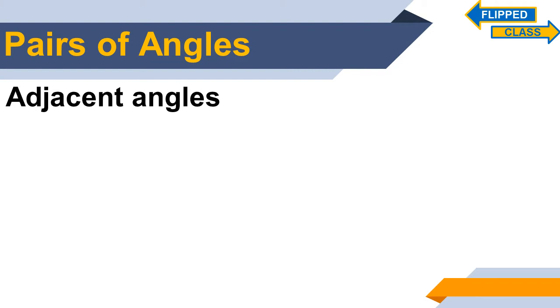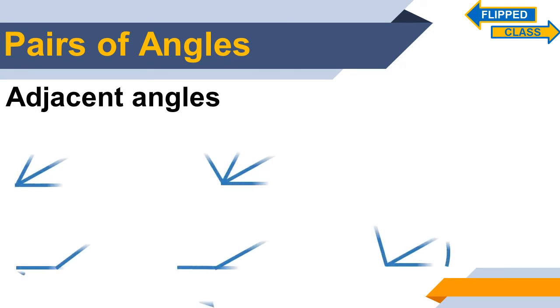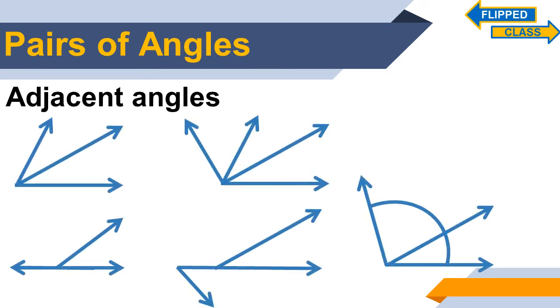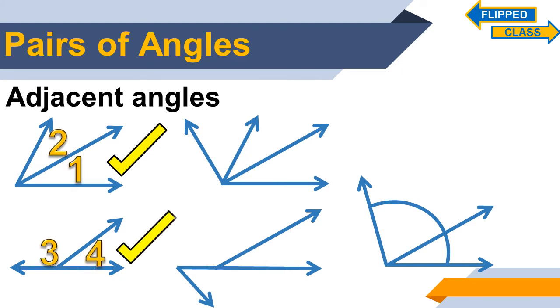I'll give you figures here of adjacent and non-adjacent angles, and I'll give you 20 seconds later on to define what adjacent angles are. Let's start with the first. Angles 1 and 2 are considered as adjacent angles. Angles 3 and 4 are considered as well as adjacent angles.